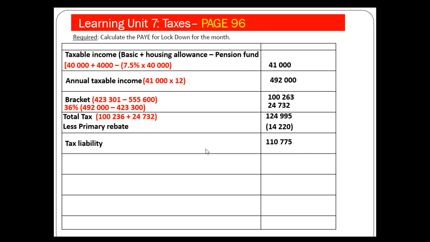But remember, the question said a monthly figure. So we only need it for 1 month. So I need to calculate only for 1 month. How will I calculate? I'll take that amount of 110,775 and divide by 12. And how much will be the tax payable during the month of April? It's going to be 9,231 rands and 25 cents. So this is the amount that is going to be paid by Mr. Lockdown.